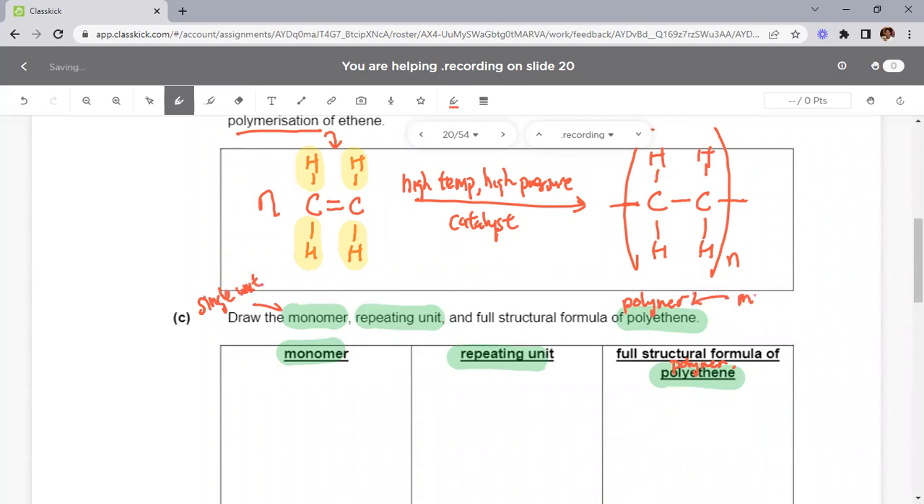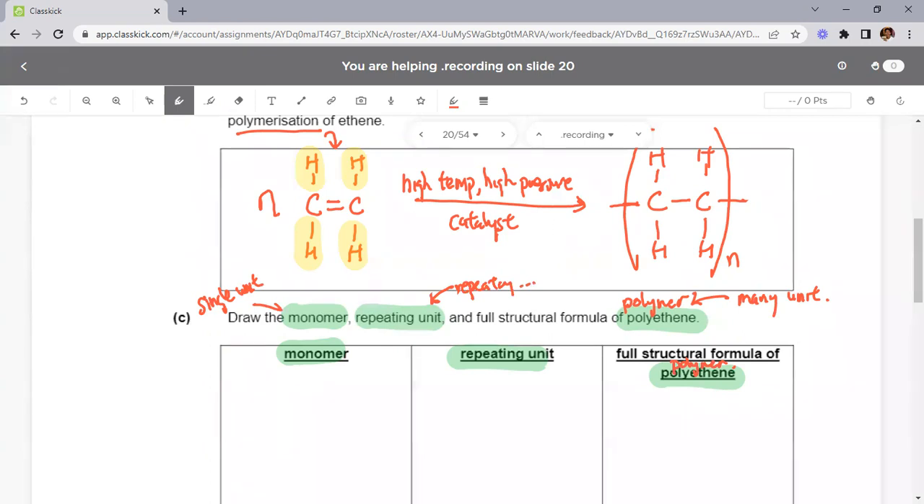Polymer means many units joined up together. The repeating unit is just like when you do tessellation, right? It's like the repeating unit, so literally repeating. It's like a stem that can pop, pop, pop, pop.